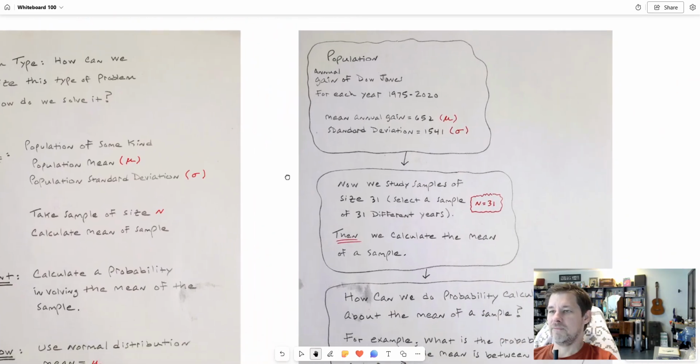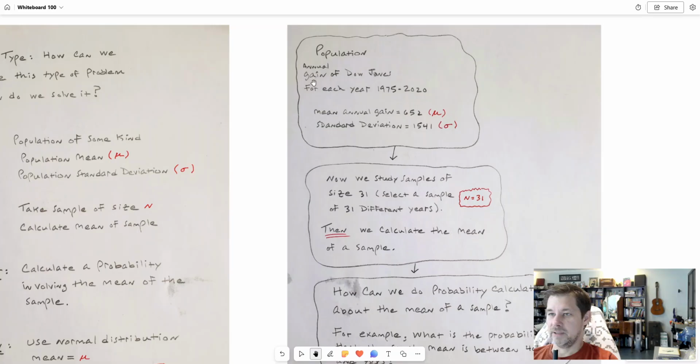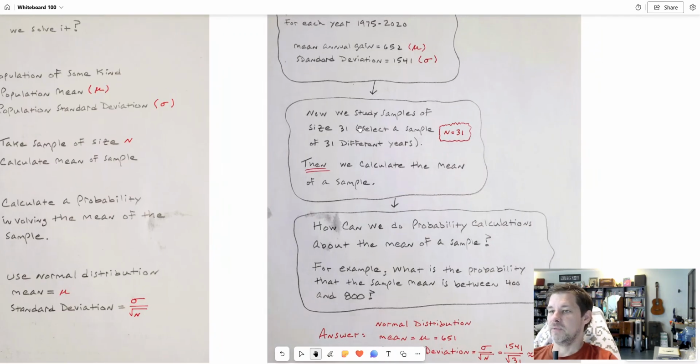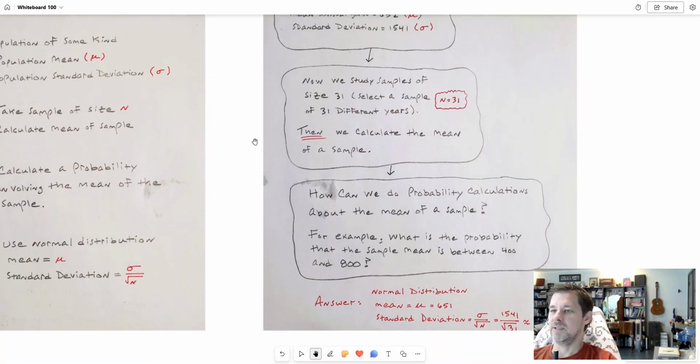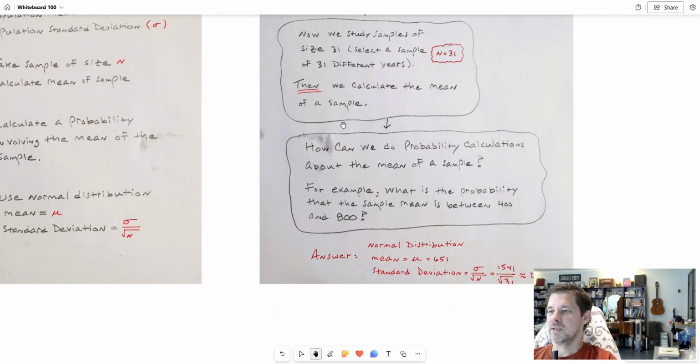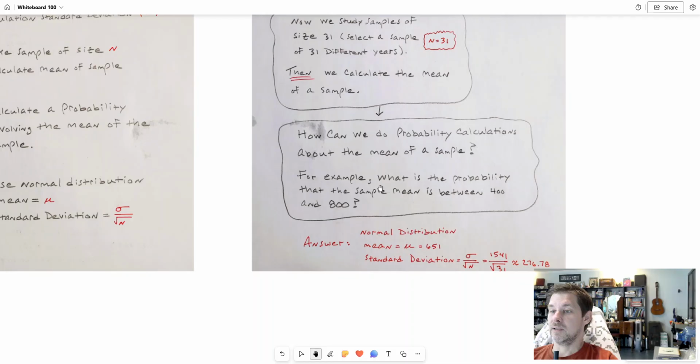I got the population annual gain of the stock market for each year. I know that the mean of the annual gains for all those years is 652. That's mu. And the standard deviation, it just told me. I didn't even have to dig for that. It said 1541. Now we study sample size 31, 31 different years. That's our sample size. And we calculate the mean of each sample. The probability calculation we're looking for is what are the odds that the sample mean from that sample is between 400 and 800.